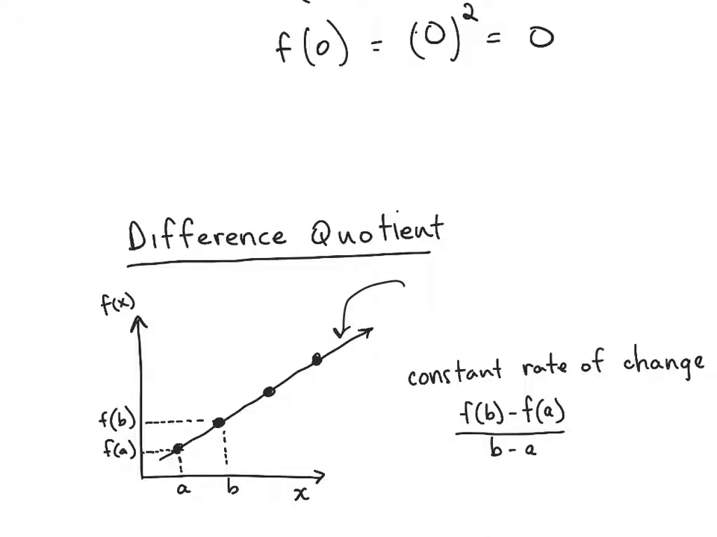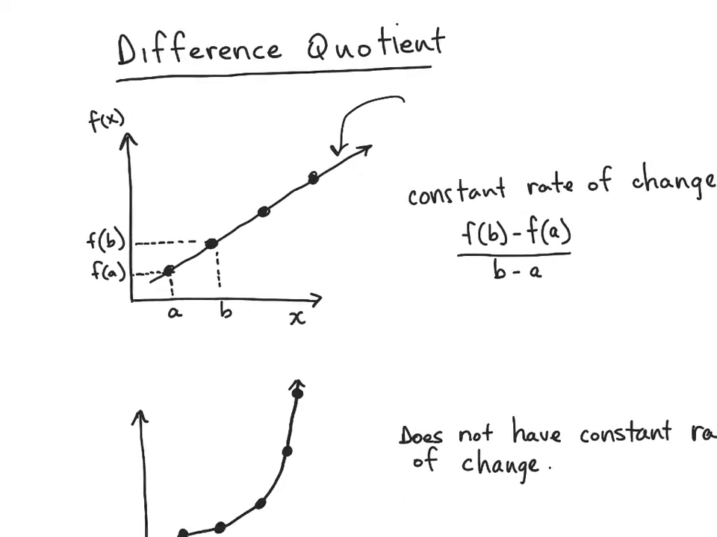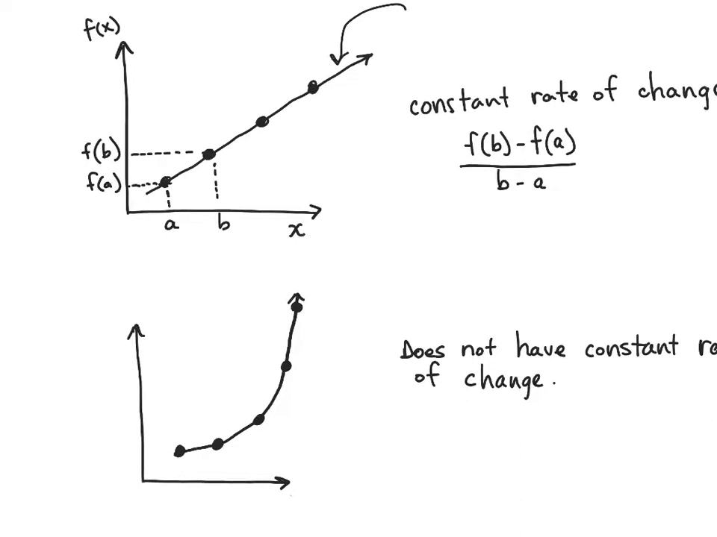But we explore functions in Math 1050 that are not linear, but we still like to think about the rate of change of those functions. So what about functions that do not have a constant rate of change? So something like this. This function doesn't have a constant rate of change.